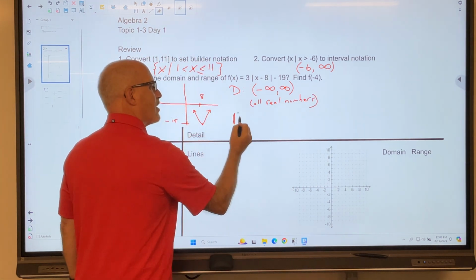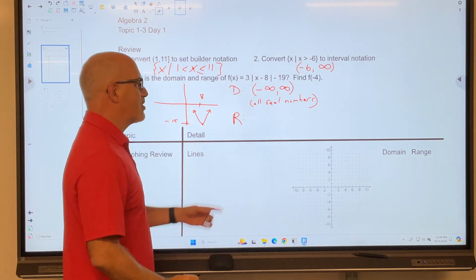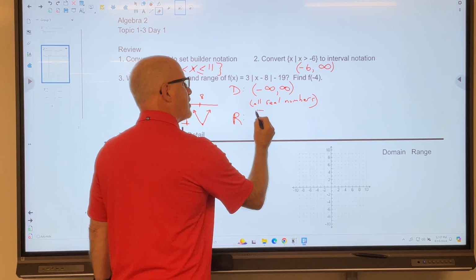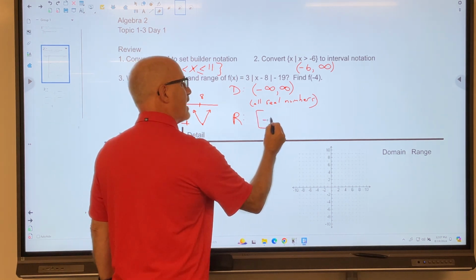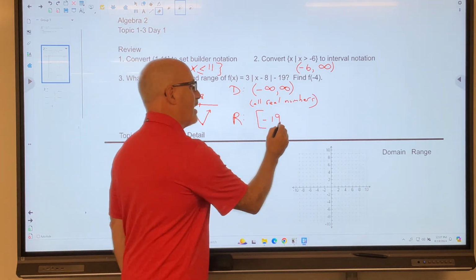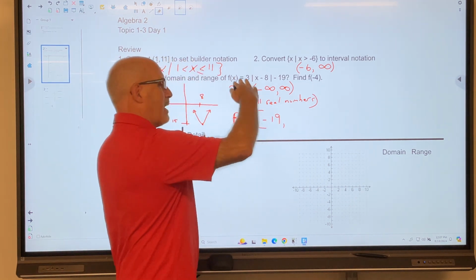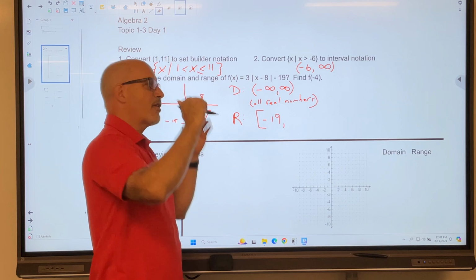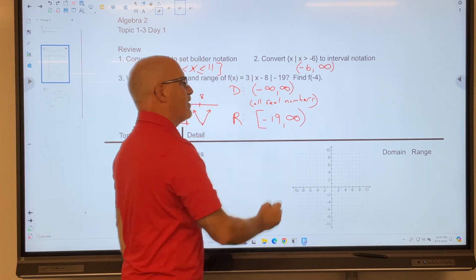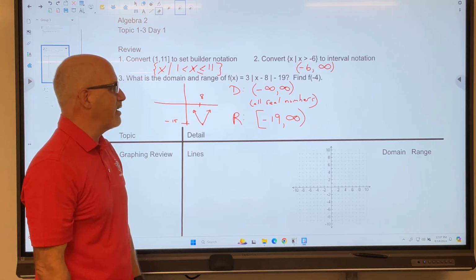Now, the range, on the other hand, only goes down to -19. So my range is going to include -19 because it does include that y value, and then it goes up and up and up further off to infinity. So my range is off to infinity. We put a parentheses on the infinity.